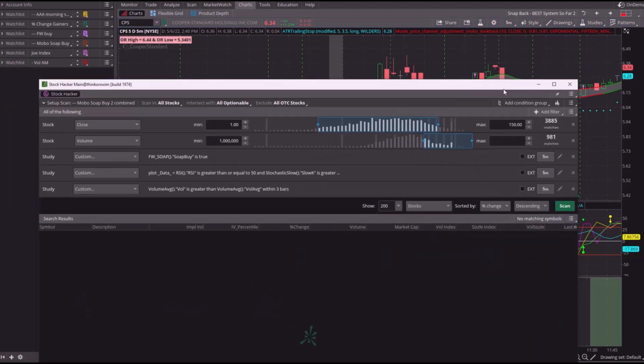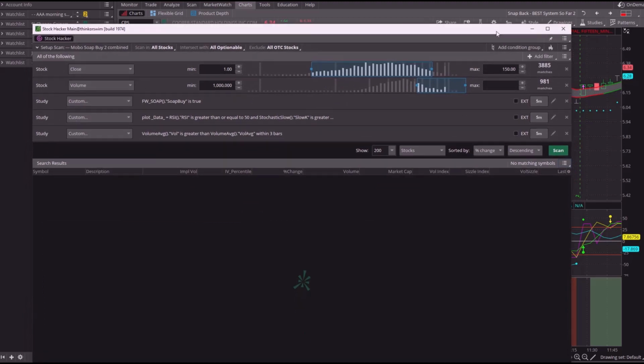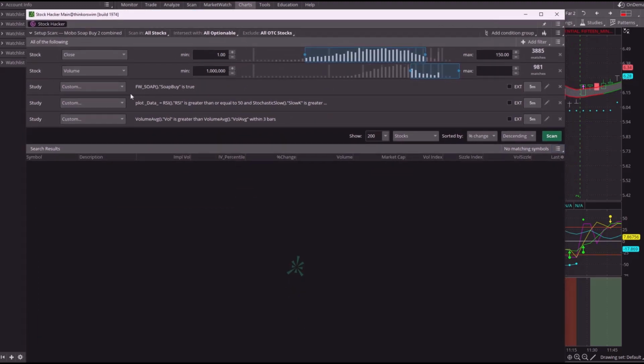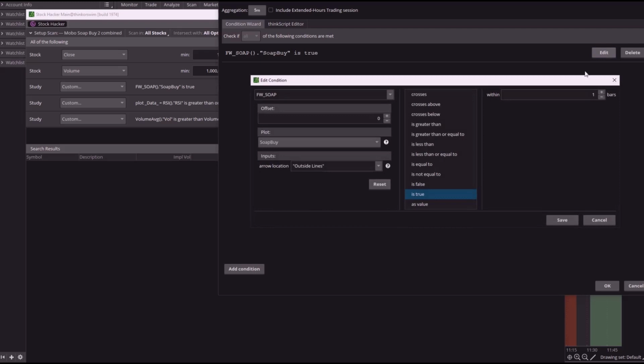For scans, this is the main scan that I use. Let me get that a little bit smaller. What you want to do is put in a custom scan. Let's take a look here and I'll show you. The condition wizard is simply when you have the SOAP in there, the FW SOAP, I'll include this as well. You want to have the SOAP buy arrow location is outside lines, within 1 bar, it's true, within 1 bar. That's all that you have to have for that one.